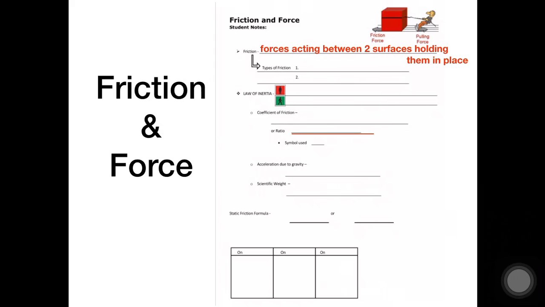Okay. Let's go on. If at any point you need to pause the video to finish copying down, go ahead and do that. Let's move on to types of friction. There are two types of friction: static friction and kinetic friction. For our purposes, we will be looking more at the static friction. Go ahead and fill out the two kinds of friction. Two types of friction: static and kinetic.